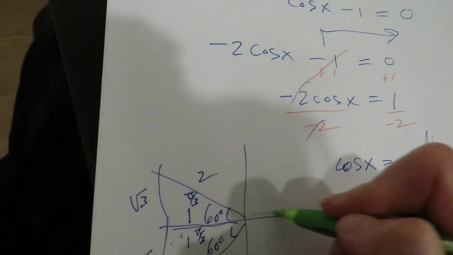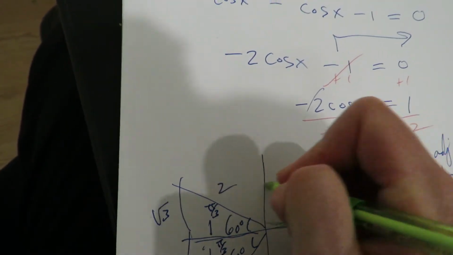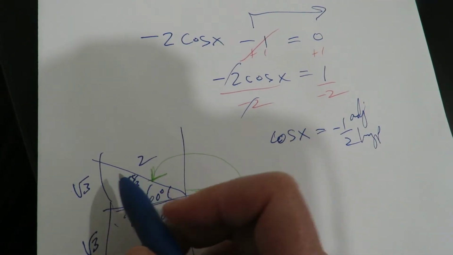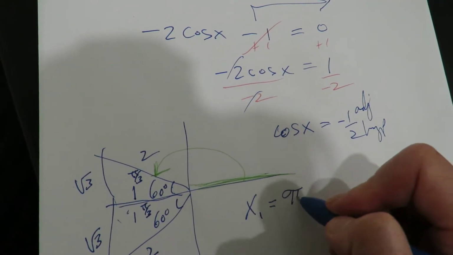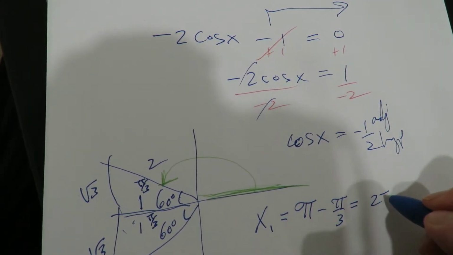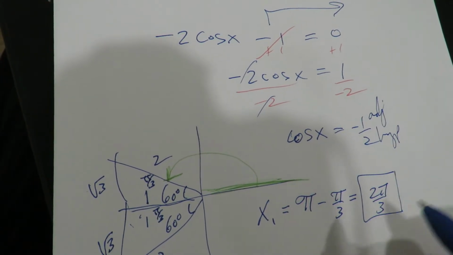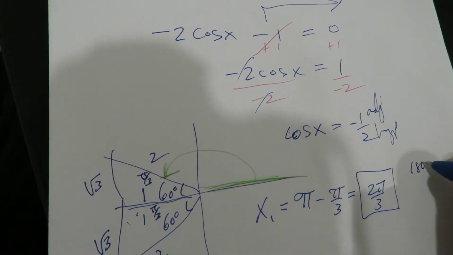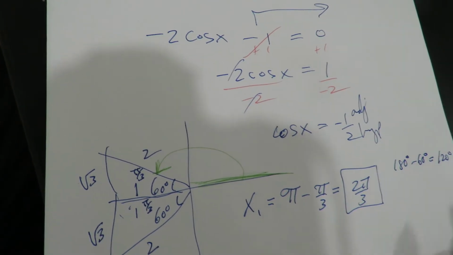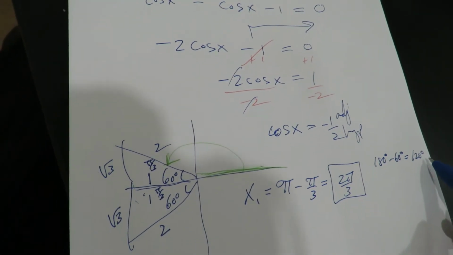So now let's go in standard position. The first answer, rotating to here, x sub 1, you calculate that as pi minus pi over 3, which is going to end up being 2 pi over 3. If you're writing it in degrees, you're doing 180 minus 60, so you're going to say 120. That's also the correct answer, okay?